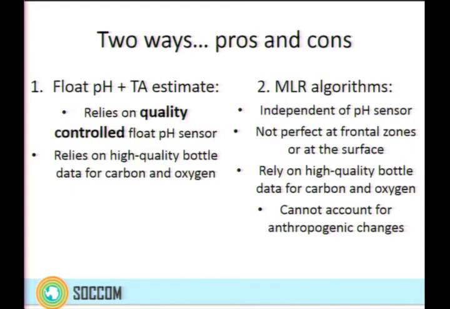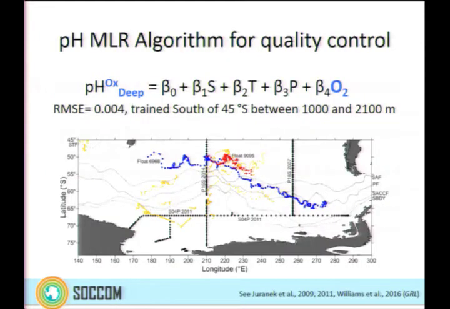I'm going to talk mostly about how we quality control the sensor data. And to do that, we actually use an algorithm. This algorithm is specially trained using just deep data, so data between 1,000 and 2,100 meters from 2 cruises in the South Pacific. This is P16 2014 and S4P 2011. Those are direct bottle measurements of pH, so we're not using any pH calculated from other parameters. And the RMS error of that algorithm is 0.004.